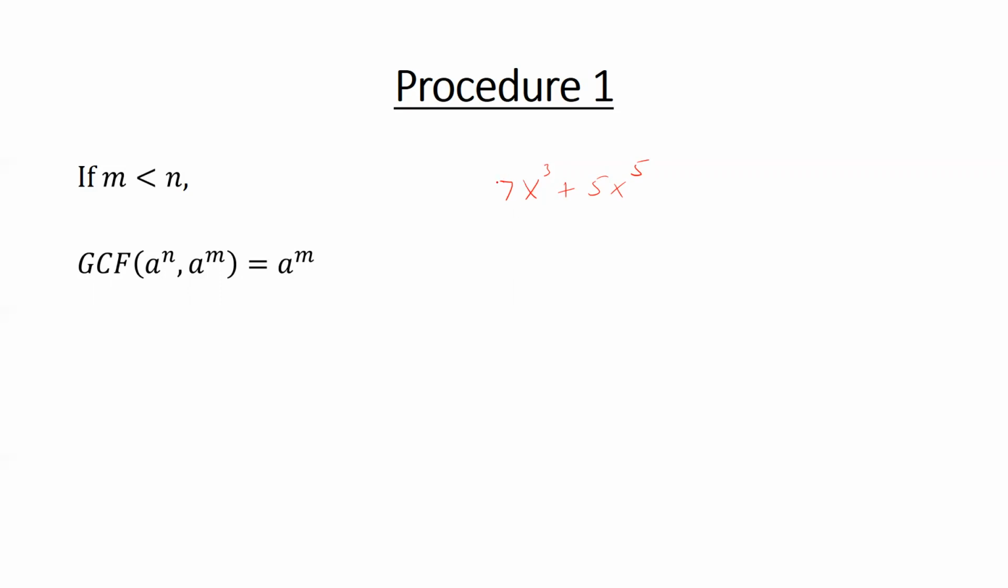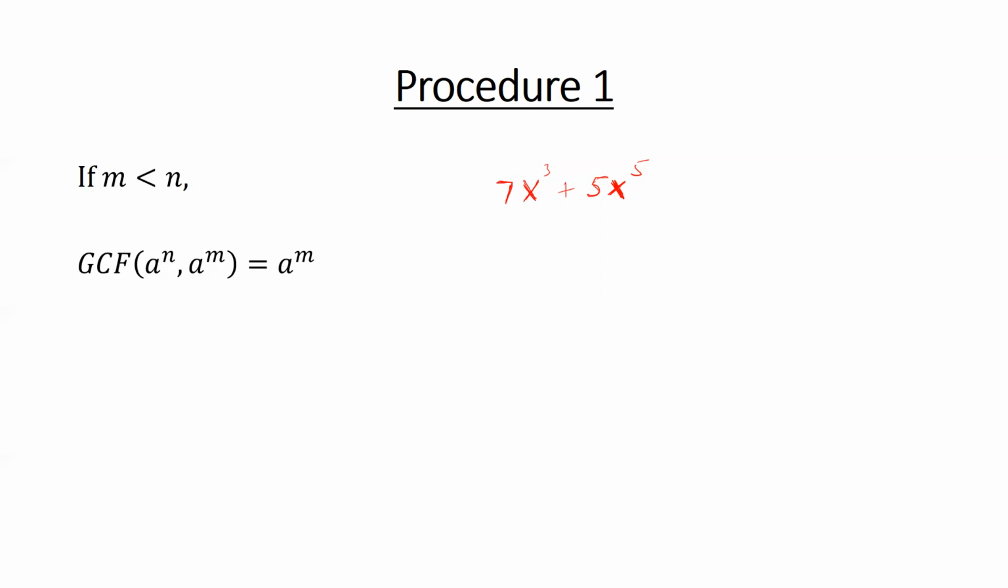Well, we don't have to worry about 7 and 5. There are no common factors between those numbers. But what about the variables? It looks like both terms have the variable x, but what does that mean? Does that mean that I can factor out an x? What about an x squared? What about an x cubed or x to the 4th? What exactly can I factor out of here?